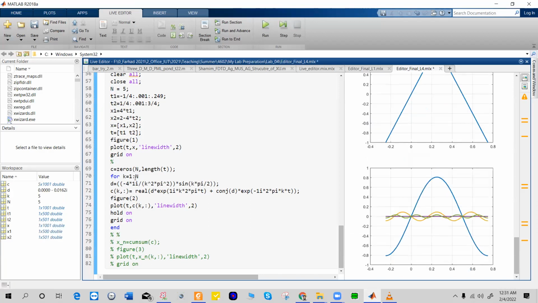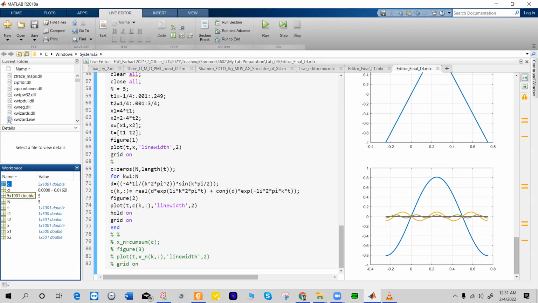So you see for k is equal to 1 to 5, we have different lines here. This is actually for k is equal to 1, and for k is equal to 2, we have 0. That's why the line is this. So let us check C, then things will be easier for you.